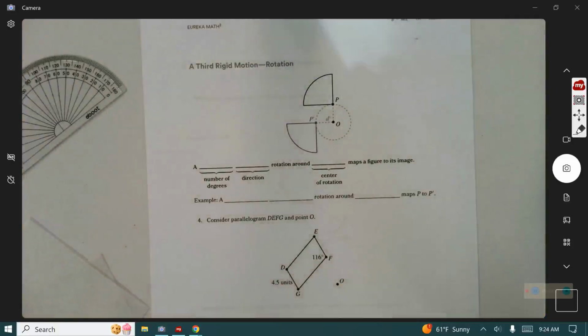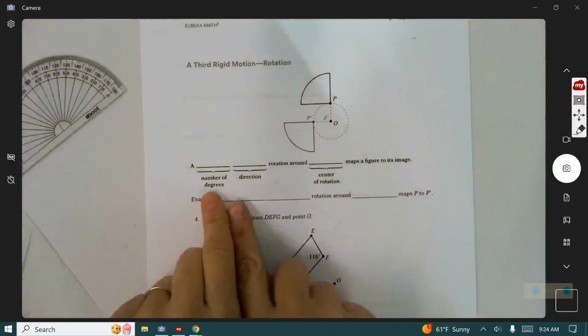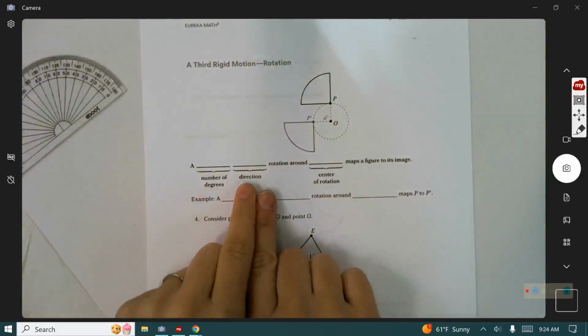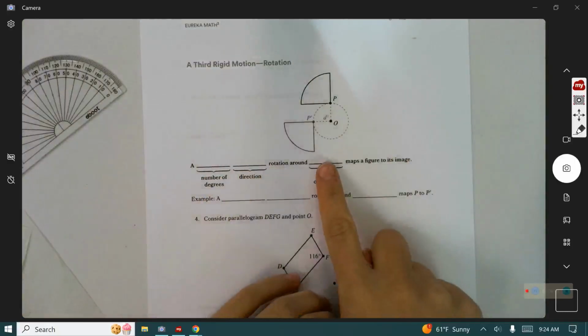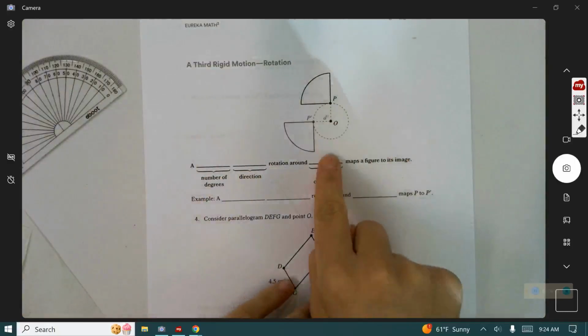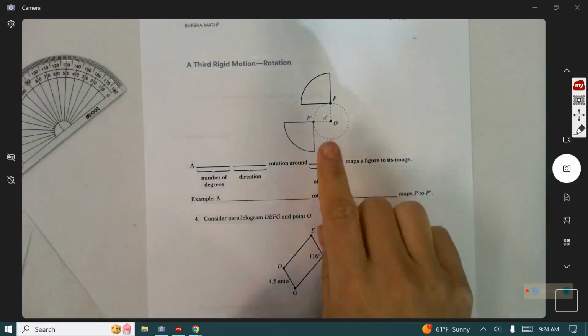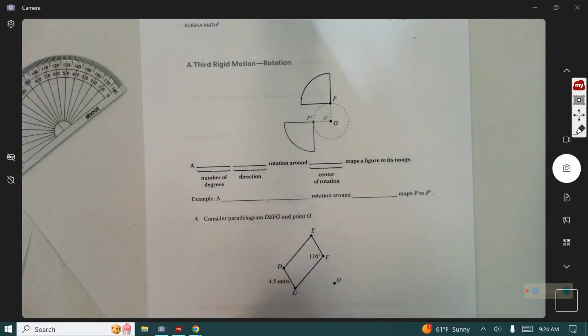Here our problem says, the third rigid motion is called a rotation, and it uses this kind of format. And then we put the number of degrees and the direction, so like a 90-degree clockwise rotation around, and then we would claim where our center is. So this one looks like it was rotated around O, maps a figure to its image.